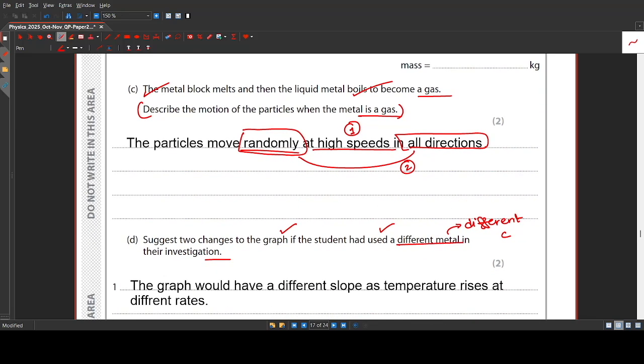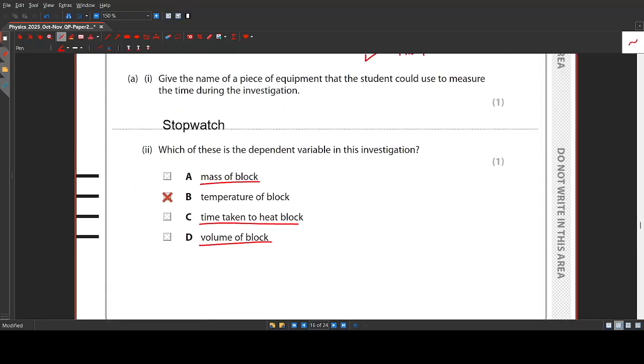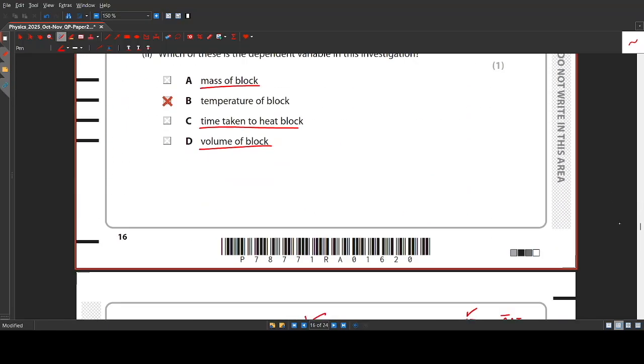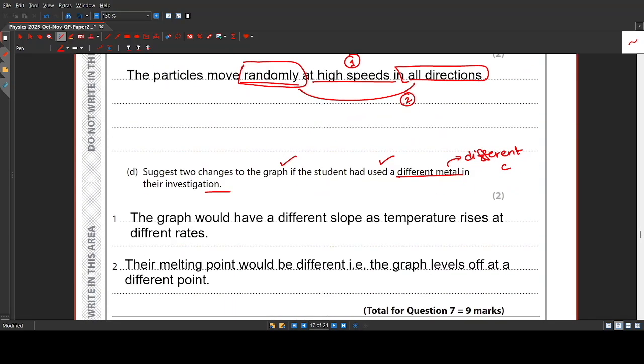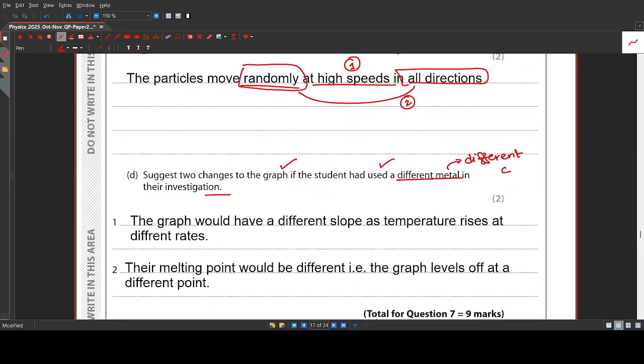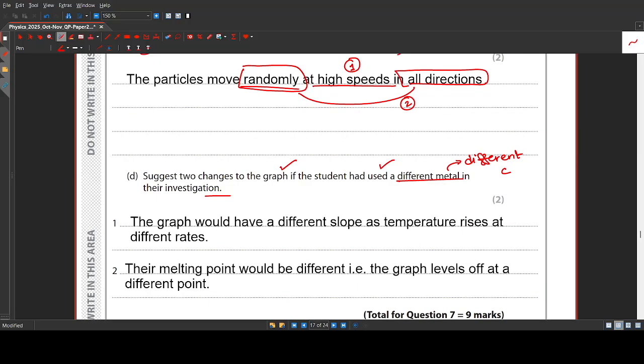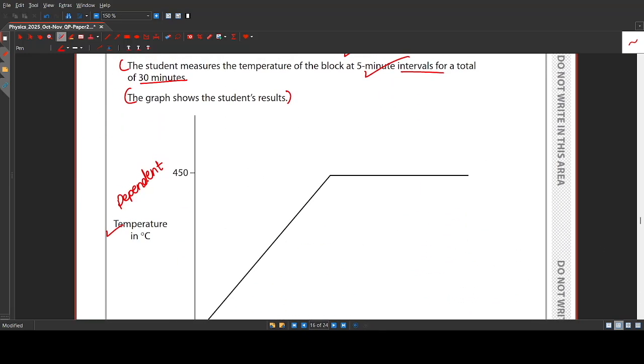Since the different metal would have a different specific heat capacity, it would require different amounts of energy to raise its temperature. So as a result, the temperature rise would be different compared to the one that had been shown over here. All right, I hope you have understood this one. The second point would be their melting point would be different. That is, the graph levels off at a different point. Since we will be using a different metal, it would obviously have a different melting point, and so the graph would level off at a different temperature.